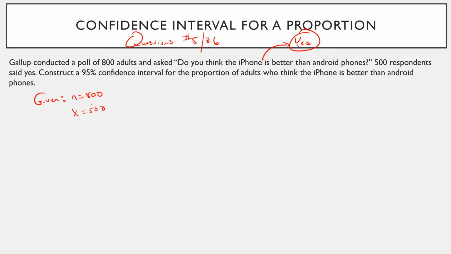I don't trust the people who said no either. Okay, Android phones are terrible. I used to have one. I will never own another one again.